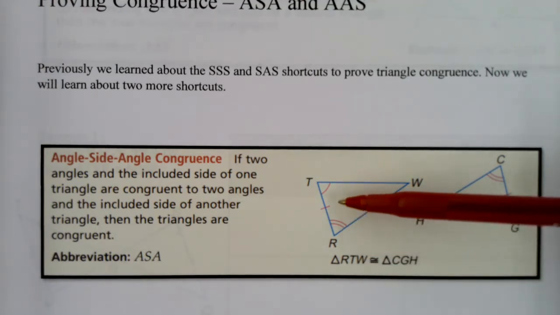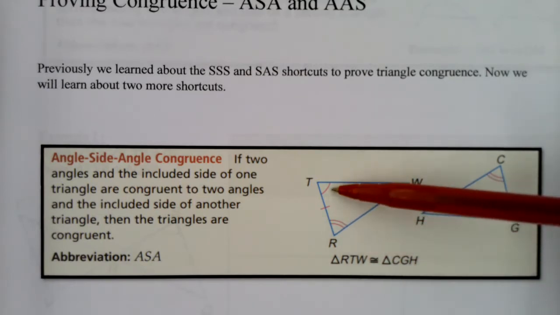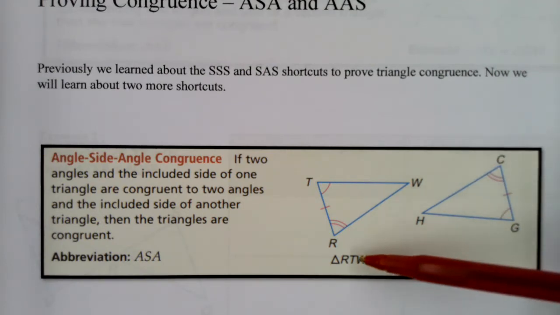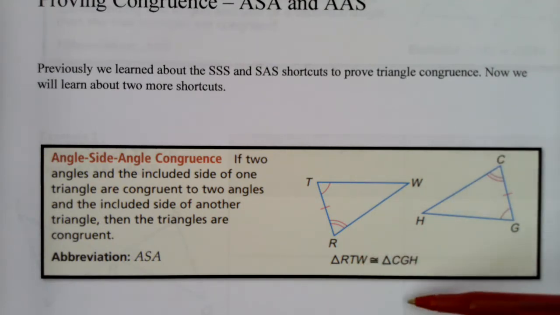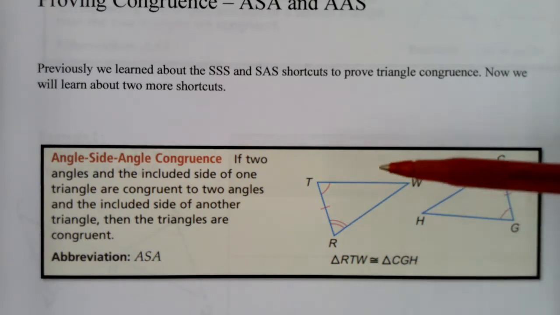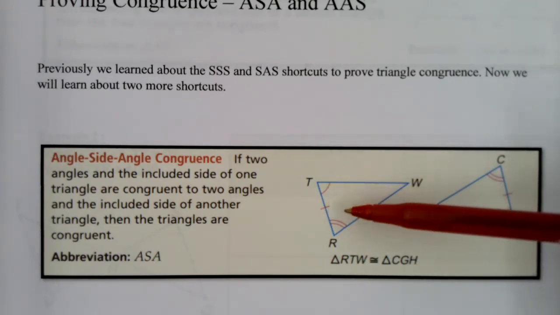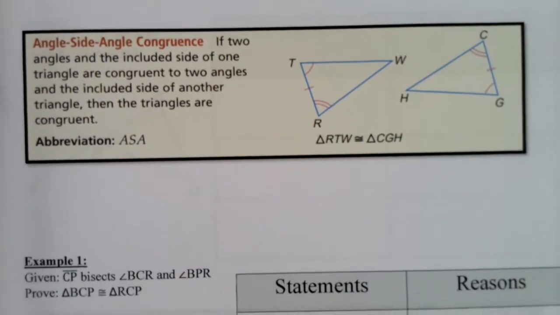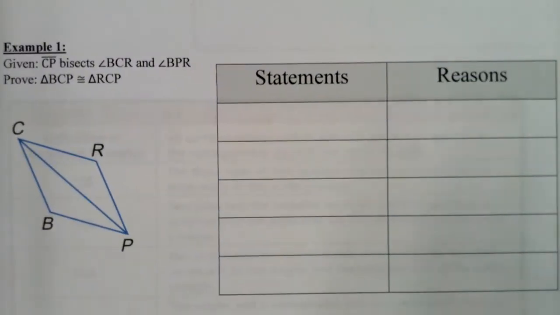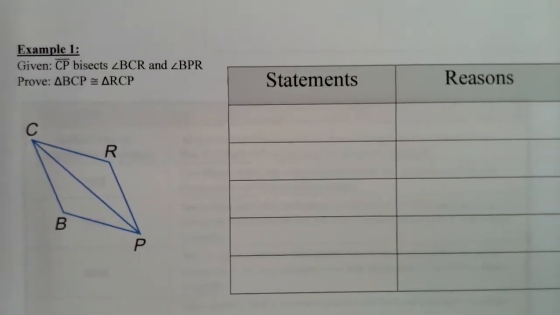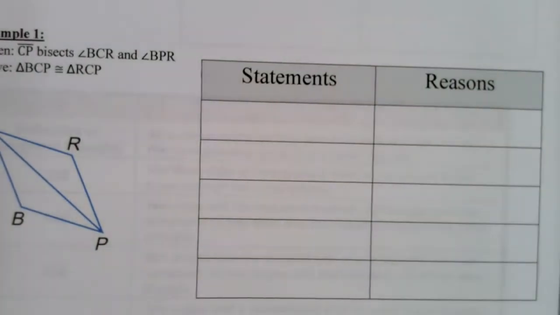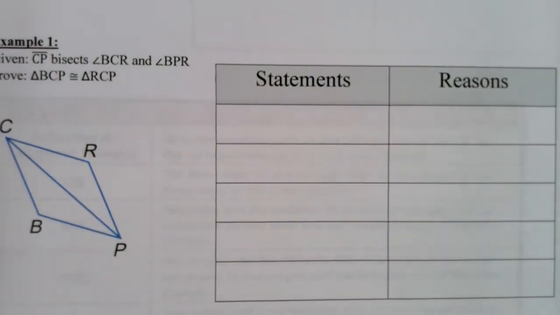So if you say triangle RTW, 2 arcs, 1 arc, no arcs, that's congruent to 2 arcs, 1 arc, no arc. So triangle RTW is congruent to triangle CGH by angle, included side, angle. Angle, included side, angle. Has to be the included side. So let's do one proof on that. Given that CP bisects angle BCR and angle BPR, prove that triangle BCP is congruent to triangle RCP.